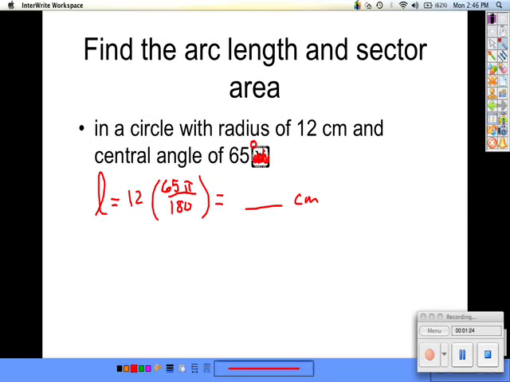And similarly for area, we can take 1/2 times 144 times our angle measure in radians and get some number of square centimeters.